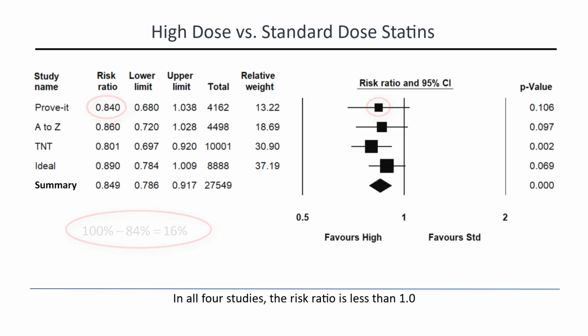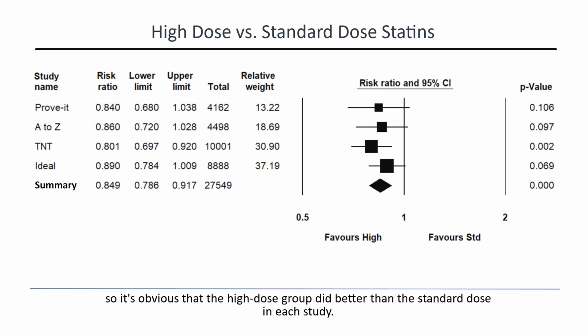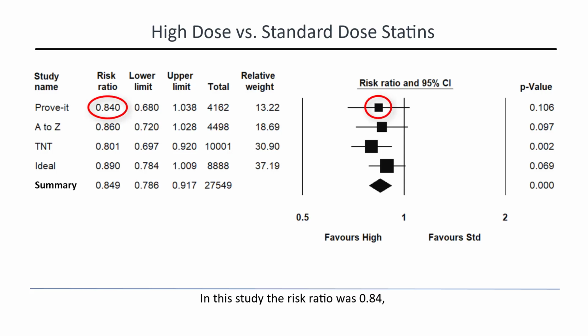In all 4 studies, the risk ratio is less than 1. So it's obvious that the high dose group did better than the standard dose in each study. In this study, the risk ratio was 0.84. In this study, the risk ratio was 0.86. In this study, the risk ratio is 0.80. In this study, the risk ratio is 0.89.